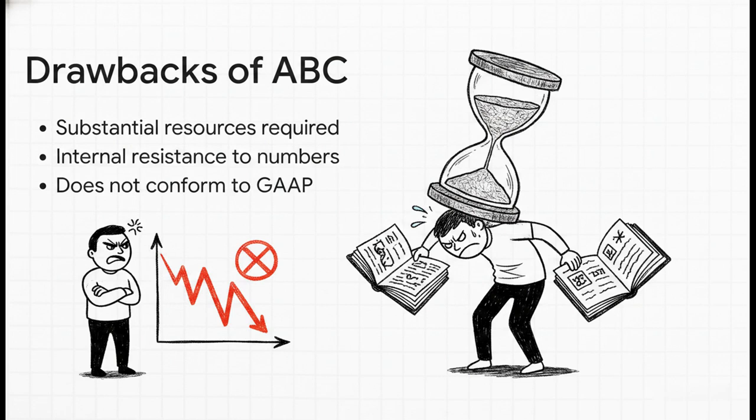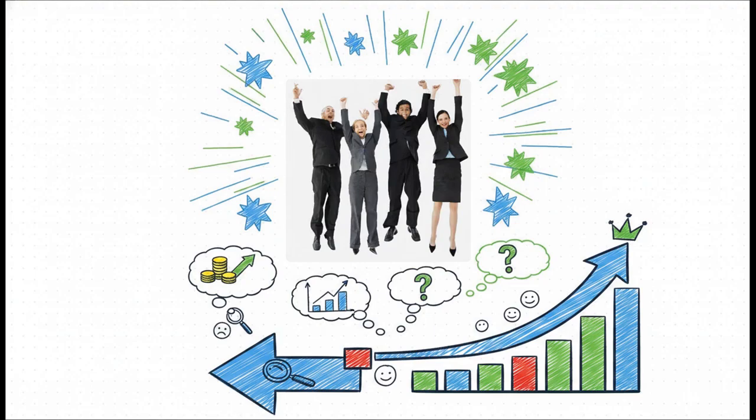And third, ABC does not conform to generally accepted accounting principles, or GAAP. Because it selectively excludes certain costs, like that factory rent, you just can't use it for your official external reporting to investors. So you basically have to maintain 2 completely separate costing systems. But listen, despite those limitations, the payoff can be huge. Finding out which products are secretly bleeding cash and which customers are your true champions, that's the exact kind of insight that turns a failing year into a massive, undeniable success.